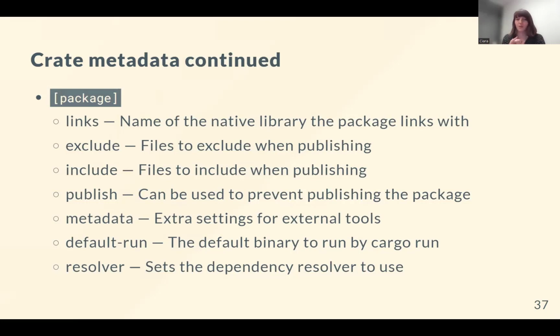The next one I thought was particularly useful, this publish one that you can use to prevent publishing the package, because it's remarkably easy to publish a package. So it's nice to be able to opt out of that behavior and just cover yourself so you don't accidentally publish something that you're not supposed to. You can also add metadata and set a default binary for cargo run if you're at a workspace and you need to know which of your binaries you want to run. And you can also set a dependency resolver to use.